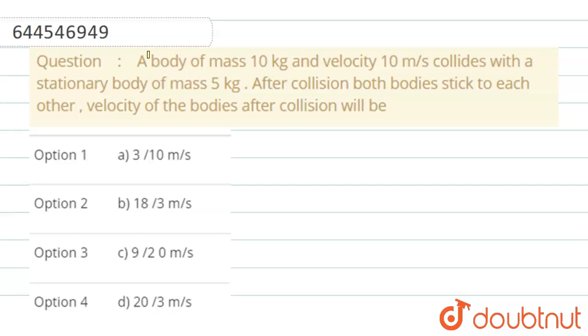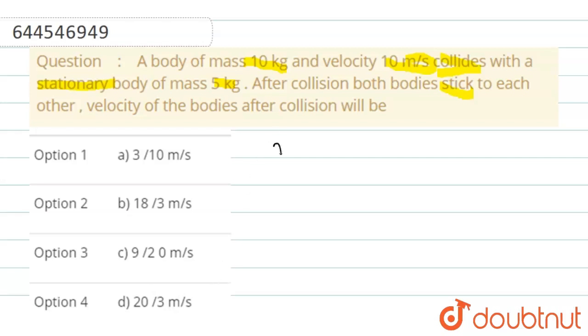Hello, dear student. The question says a body of mass 10 kg and velocity 10 meter per second collides with a stationary body of mass 5 kg. After collision, both bodies stick to each other and the velocity of the bodies after collision is unknown. Option A is 3 by 10 meter per second, B 18 by 3 meter per second, C 9 by 20 meter per second, and D 20 by 3 meter per second.